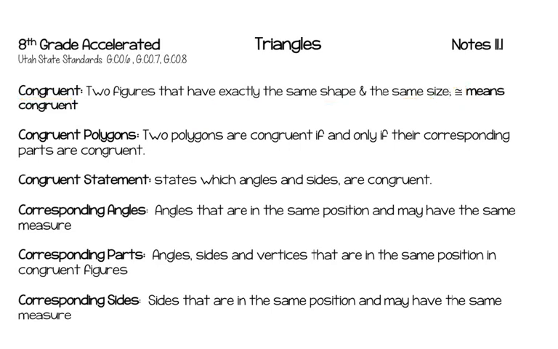Okay, next, congruent polygons. We're going to be talking specifically about triangles in this unit, but any congruent polygons could be triangles, quadrilaterals, pentagons, it doesn't matter. But two polygons are congruent if and only if their corresponding parts are congruent. That means corresponding sides and corresponding angles.